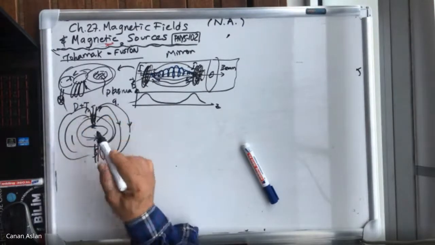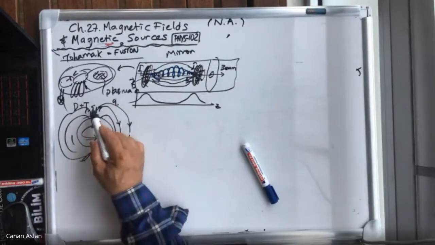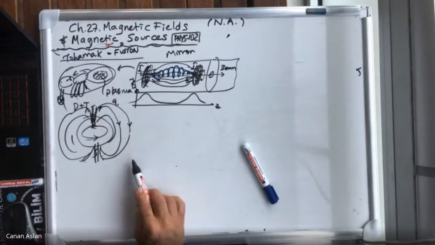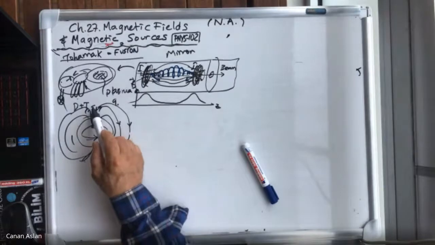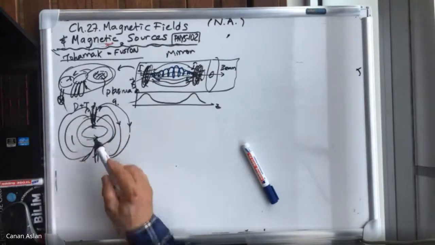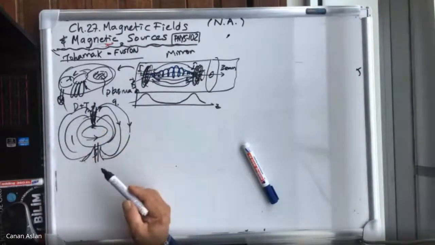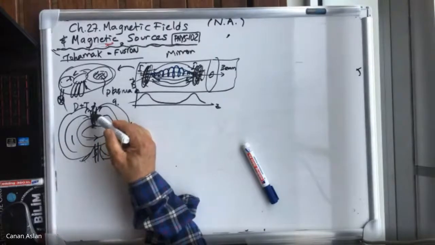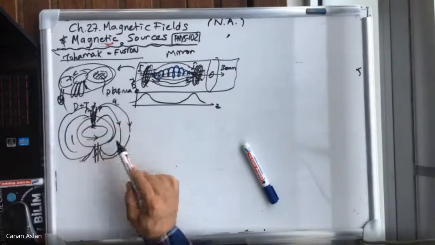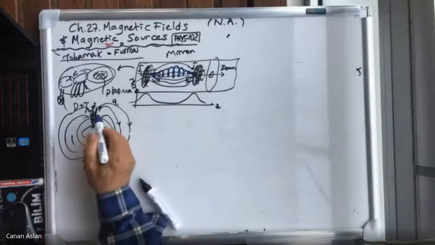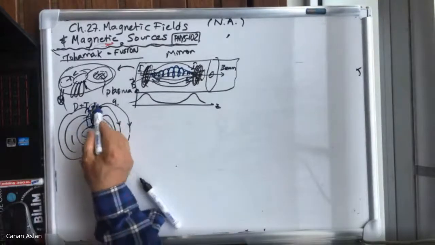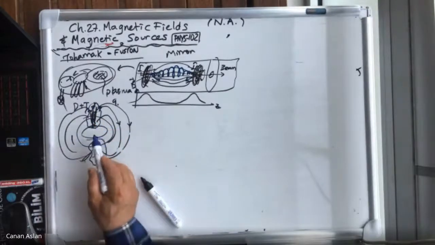So in this region, because the magnetic field lines are so strong, the electrons will be moving extremely fast. When the magnetic field is very strong, then the very fast moving electrons in this region will hit the ions in the atmosphere or ionosphere and produce different kinds of colors.